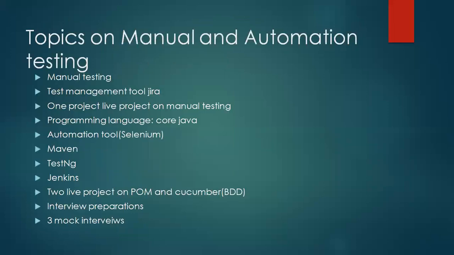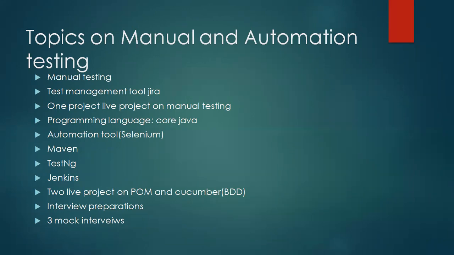So the topics, sorry for the interruption. The topics are on manual testing and automation testing. In this course, we'll discuss manual testing first. In manual testing, we discuss SDLC, STLC, and the bug life cycle. We'll also do one live project on manual testing, and we generally use a test management tool, Jira, in real time, as a test management or defect management tool.